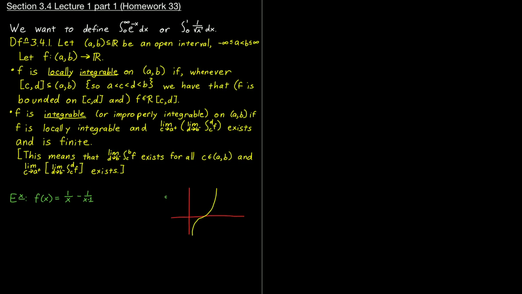The integral here, the area under the curve over here from 1/2 to 1 is infinite. And the area under the curve here from 0 to 1/2 is infinite, except it's over the curve, so that would be a negative area. Then the integral from 0 to 1 of f is infinity minus infinity, which is an indeterminate form.